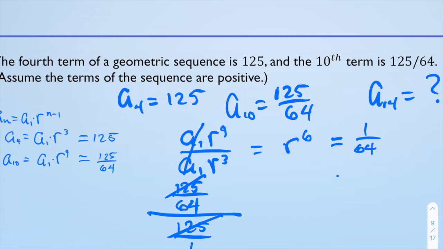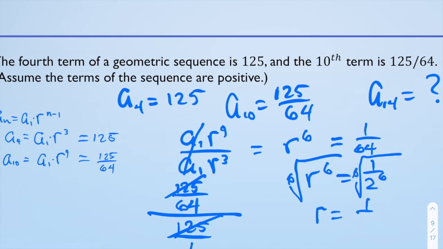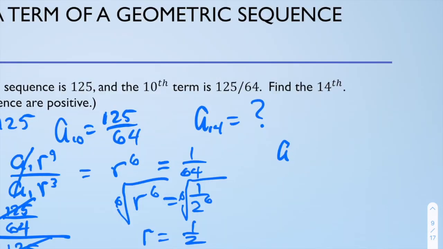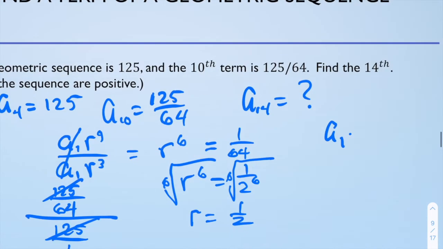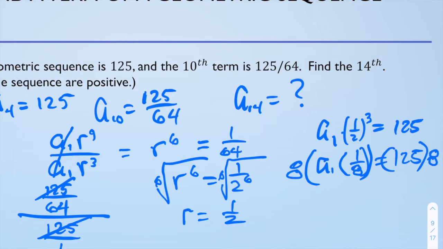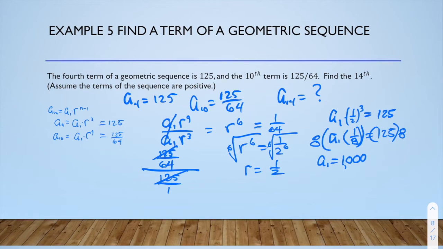2 to the 6 is 64, so we could actually rewrite this as 1 over 2 to the 6th power, which is r to the 6th. So if I took the 6th root of both sides, I end up with r is equal to 1 over 2. That's a nice thing. We can actually say a sub 1 times 1/2 to the 3rd power is equal to 125. So that's the same as saying a sub 1 times 1/8 is equal to 125. And we multiply both sides by 8, and we get a sub 1 is equal to 1,000. So a sub 1 is equal to 1,000, and r is equal to 1/2.